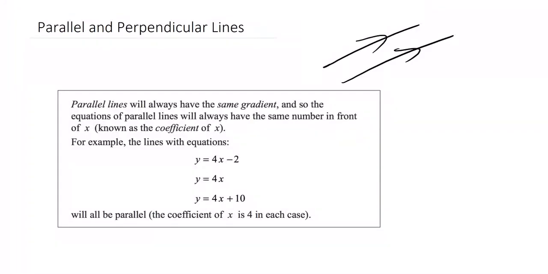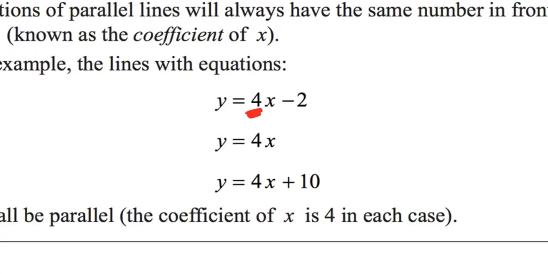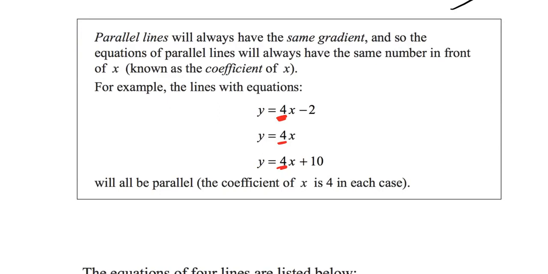And that must mean one thing that's useful for us at least, and that is that the gradient or the steepness of these lines are going to be exactly the same. And from our previous work, we know what gradient is in the context of a line equation. It's that number there, look, in front of the x. So in these three examples, they all have the same gradient. These are all parallel lines. y equals 4x minus 2, y equals 4x, and y equals 4x plus 10. They're all going to be parallel with one another because they all have the same gradient.